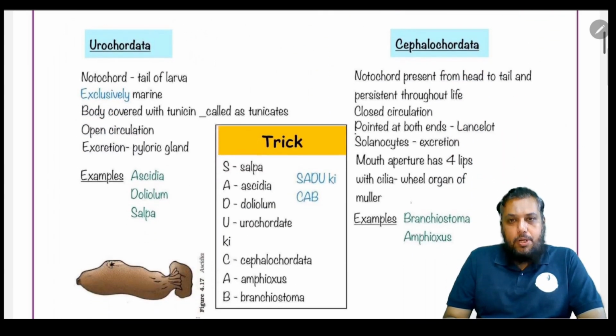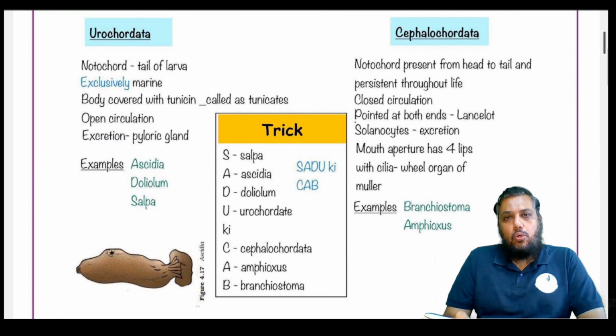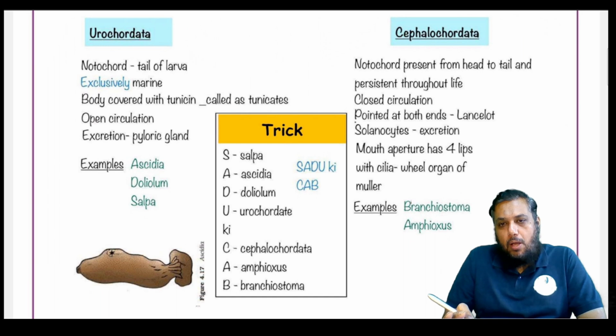Now, going back to the protochordates, which includes urochordata and cephalochordata. So they are those groups which show the presence of a notochord. They don't show the presence of a vertebral column. In the case of urochordates, the notochord is present in the tail of the larva, and their habitat is exclusively marine. They are found only in the marine habitat.